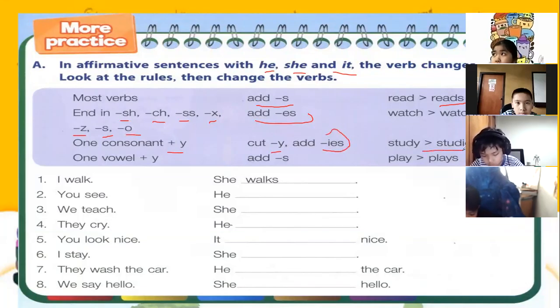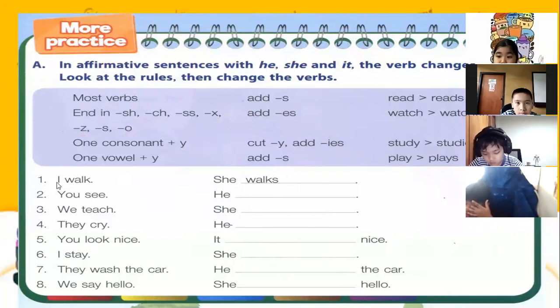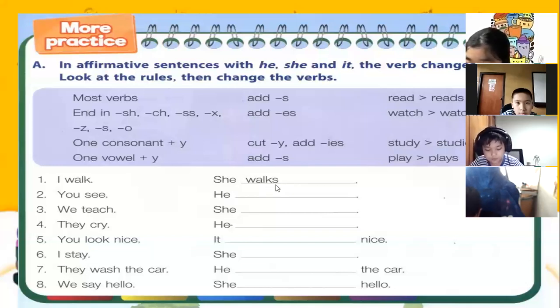Here is the example. If the verb has one vowel plus Y, we are going to add a simple S, like play, plays. Here you can see some of the sentences. So I walk, she walks. Most of the verbs are simple, so we are going to add S.